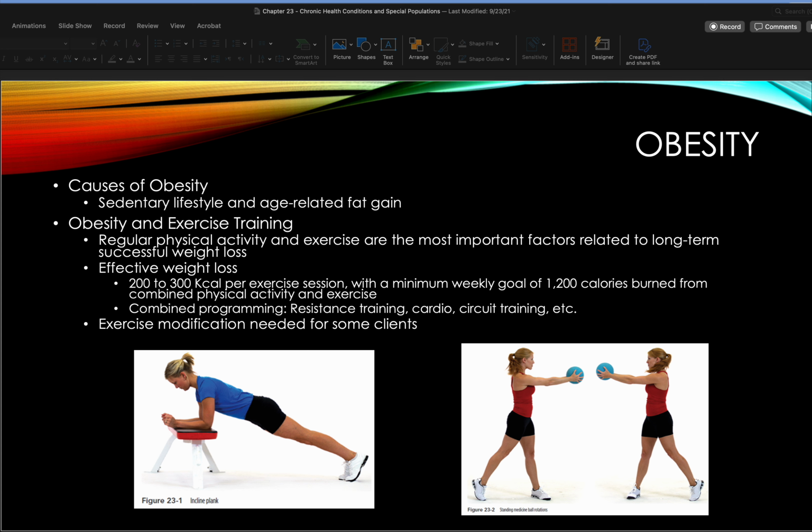So with exercise training, we have to be critical on that as well. What are we saying in terms of the basis for everything? We are talking about fitting regular, regimented programming in. It says 200 to 300 kcals per exercise session, with a minimum goal of 1,200 calories burned. That's very rudimentary, I guess would be the word I'm looking for here.